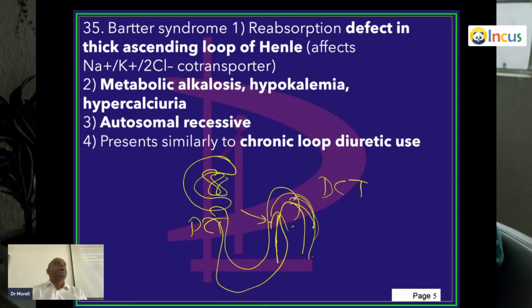In that, you have one co-transporter, the sodium potassium 2 chloride co-transporter. What is the purpose of it? We don't want to lose sodium, we don't want to lose chloride, we don't want to lose potassium. They are important ions. So all three will be reabsorbed into the surrounding interstitium by this sodium potassium 2 chloride co-transporter, which is located in the thick ascending limb of the loop of Henle.